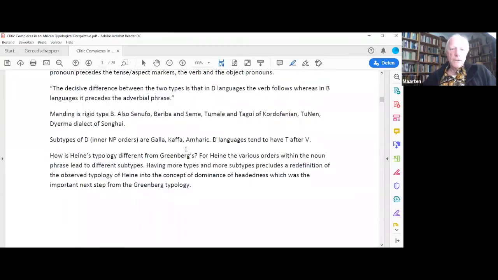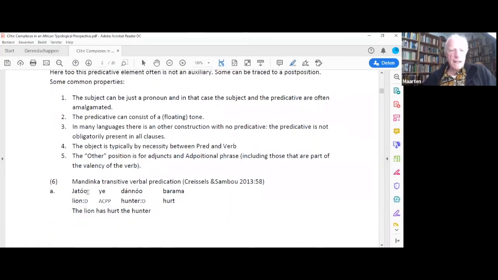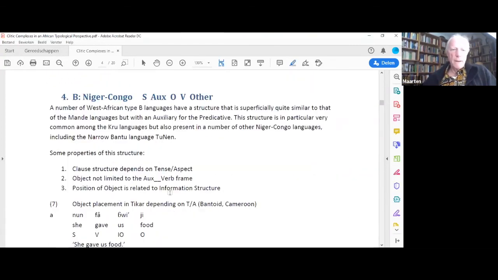Okay, I talked about Mande with this rigid S predicative object verb order, or dominant, that one. But then otherwise in Niger-Congo, in West Africa, you have S aux object verb order. So how is that different? Well, it is different mainly in that I use the term aux here, but that has consequences, because typically for these languages, it is the structure that is not valid for all the tense aspects. So for some of them, the object will come after the verb, for some others, it will be between the aux and the verb in the verbal brace.